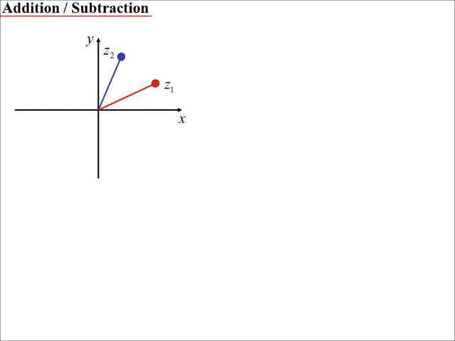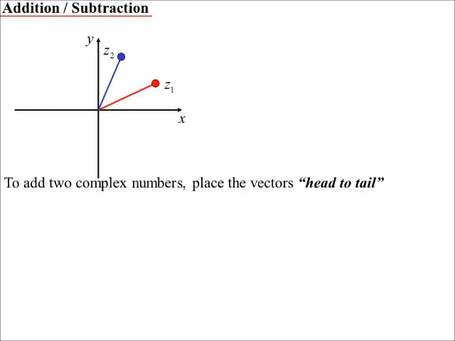So all right, how do we add and subtract? There's z1, represented by my red vector there. Z2 represented by the blue vector. And all we do is translate the vector, and we place the tail of the one we're adding on the head of the other one. So head to tail, we call it. So I just slide it.